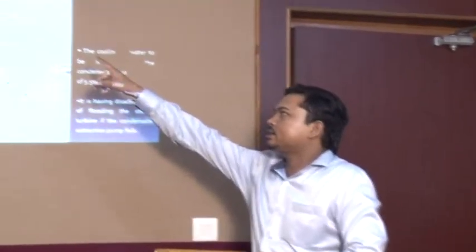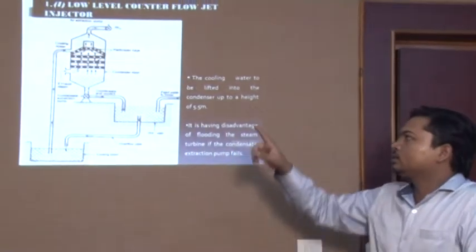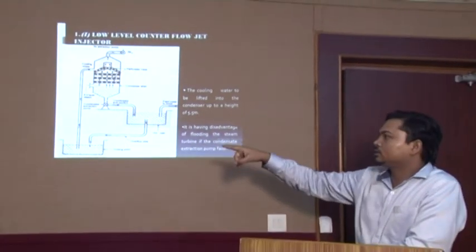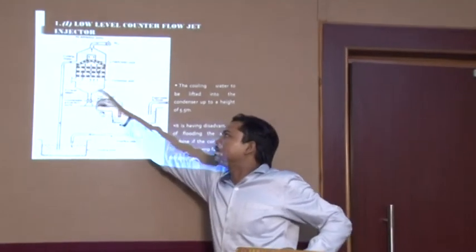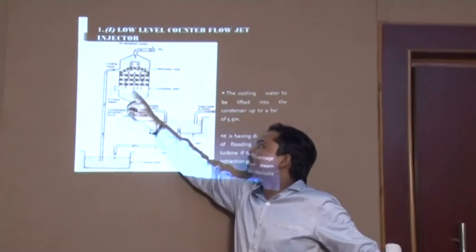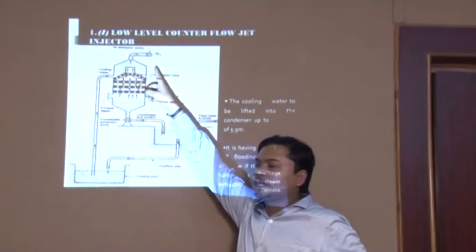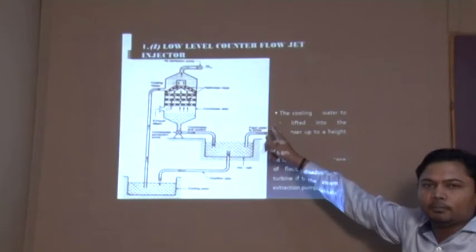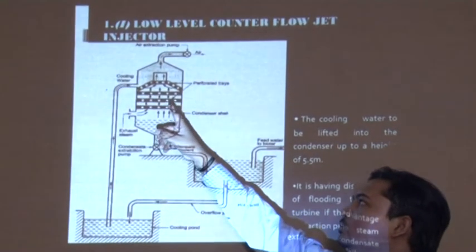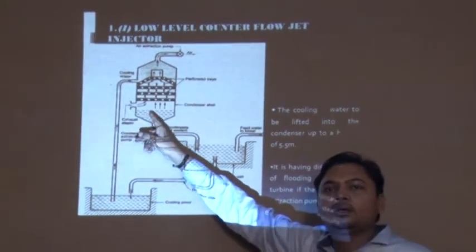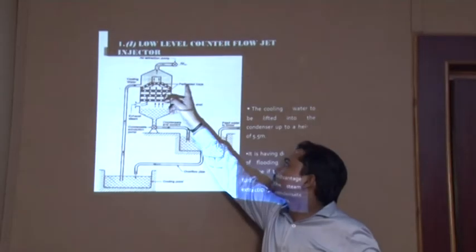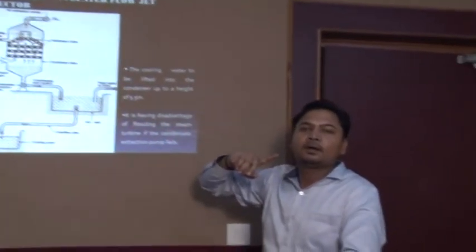This is our air extraction pump above, which when started, cooling water from the cooling pond enters into the condenser shell. A vacuum is created by the air extraction pump that will suck the water into the condenser shell. Then exhaust steam enters from below the condenser shell. These perforated trays help in intimate mixing.